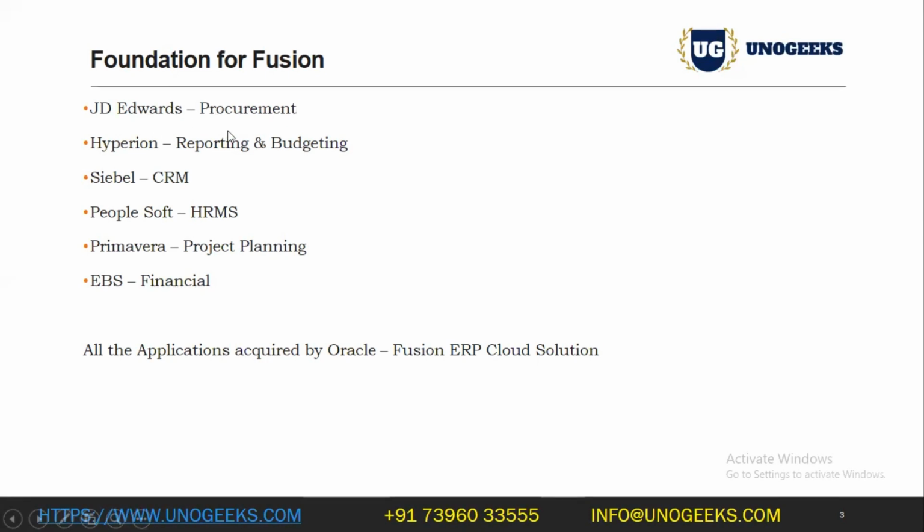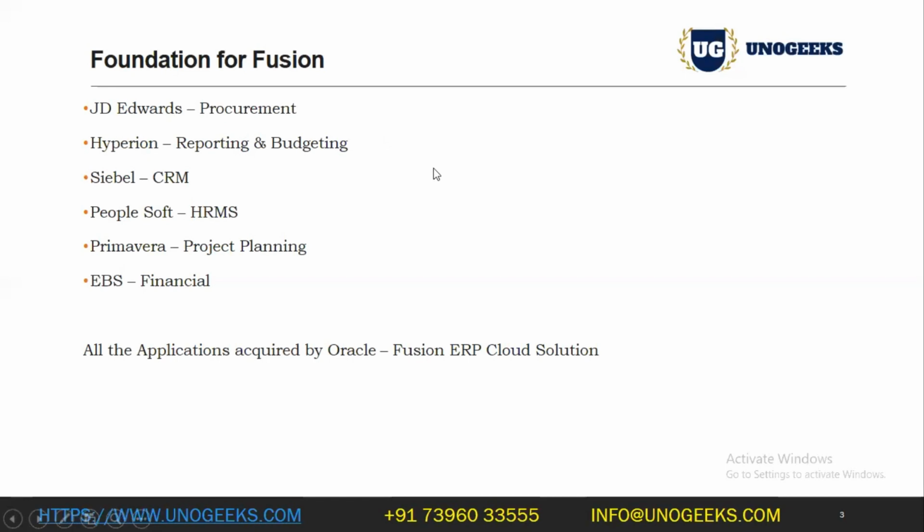For example, if you wanted to record any procurement transactions, JD Edwards would be the best ERP, so that whatever way you wanted to generate the reports, you can go ahead and generate. In the same way, for reporting and budgeting it is Hyperion. Siebel is customer relationship management. PeopleSoft is where you can track human and employee related information.